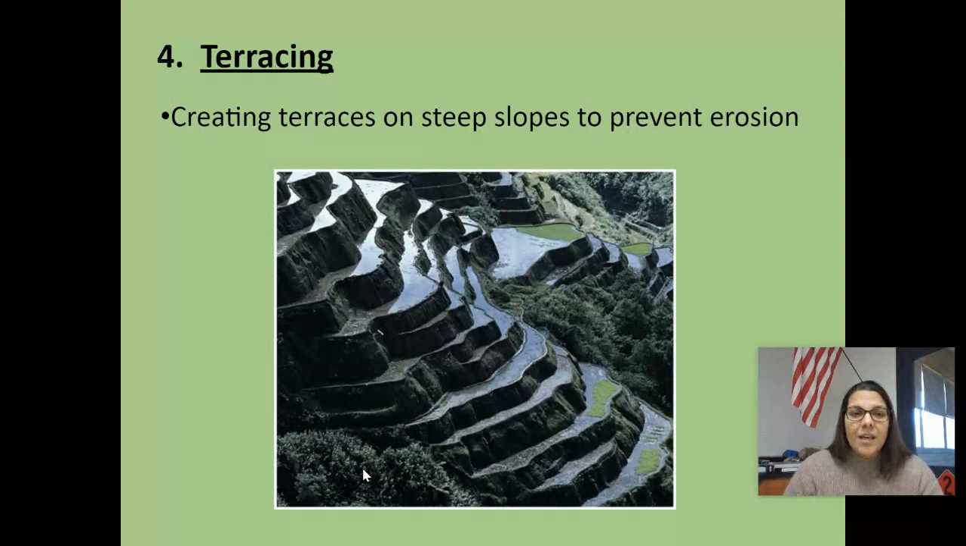All right, terracing. This is creating terraces on steep slopes to prevent erosion. This is actually rice farming. I think this is Vietnam. And they flood the fields. I'm not exactly sure how from the top. It's crazy. But what happens is this soil doesn't erode, okay, because it is caught. And this is all man-made. Nothing like this is natural.